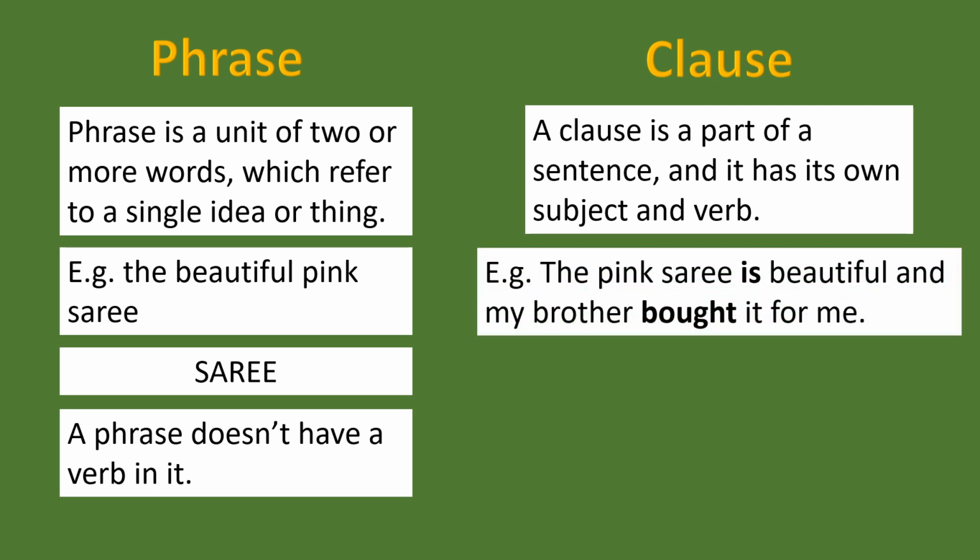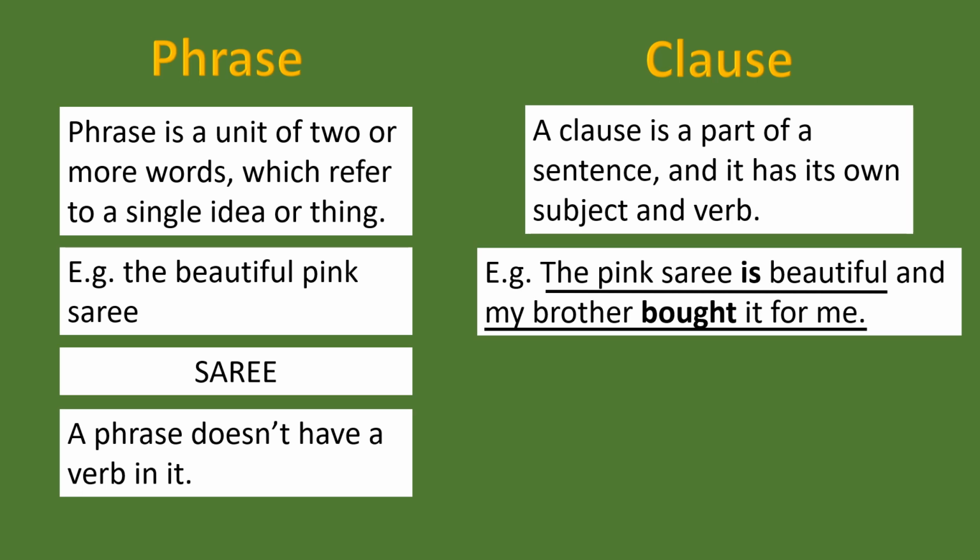See this example. The pink sari is beautiful and my brother bought it for me. Here in this sentence, there are two clauses. What are they? The pink sari is beautiful. This is one clause. And the other clause is my brother bought it for me.